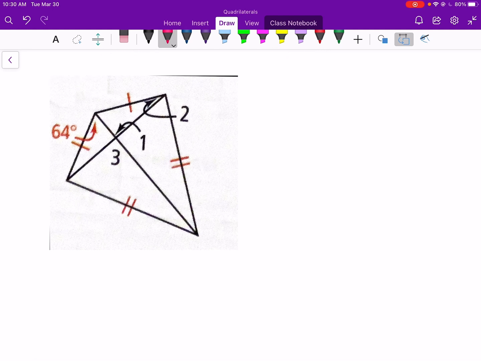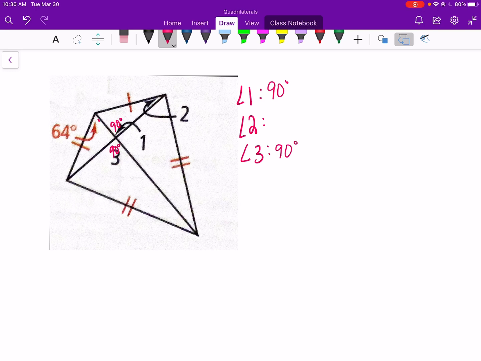Next one, we're going to do the same thing. We're going to find angle 1, 2, and 3. So I'll write it out. I like to start with the angles by the intersection of my diagonals. So here are my diagonals, and I know they're perpendicular. So I know that angle 1 and angle 3 are equal to 90 degrees. So this is 90 degrees, this is 90 degrees.